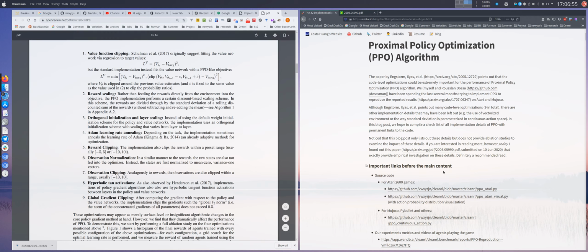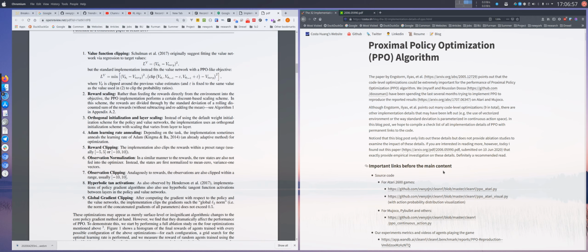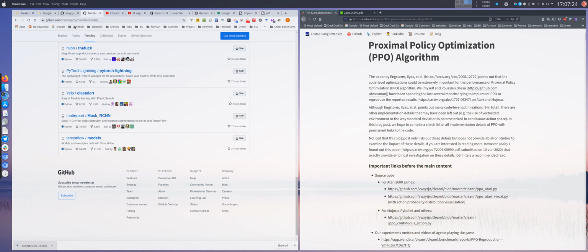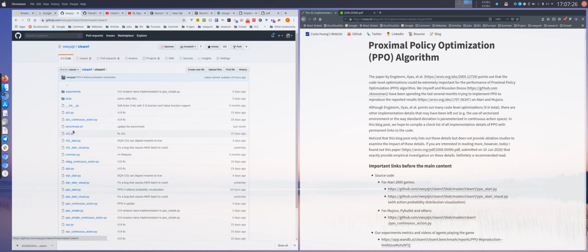So that's why I decided to compile this blog post to serve as a checklist. If you're implementing your PPO and it's not working for Atari or MuJoCo, then by reading this blog post, you can see maybe some of the details that you have missed. When you're doing experiments, you might understand the working mechanism of some of these details and how they would impact performance.